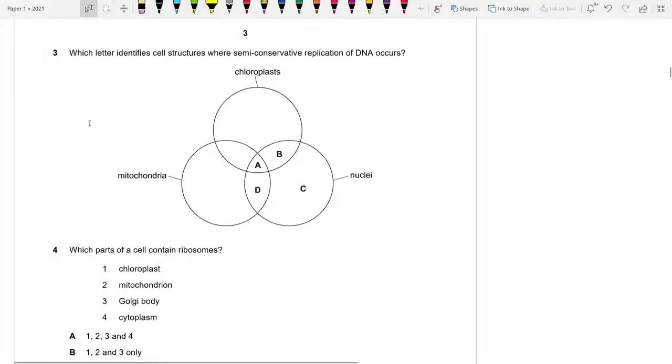So 3. Which letter identifies cell structures where semi-conservative replication of DNA occurs? Replication of DNA occurs in the nuclei. It also occurs in chloroplasts and mitochondria because, according to the endosymbiont theory, they were originally bacteria and were derived from bacteria. Now they can replicate their own DNA, make their own proteins, etc. So A is correct.